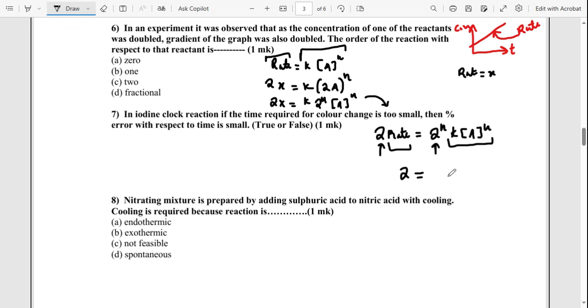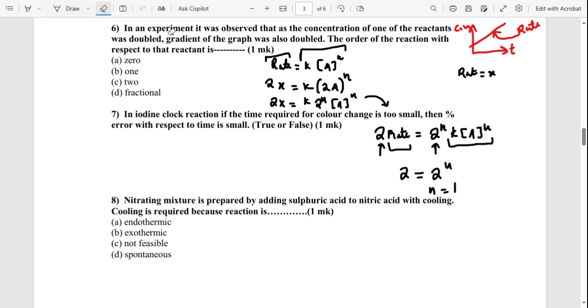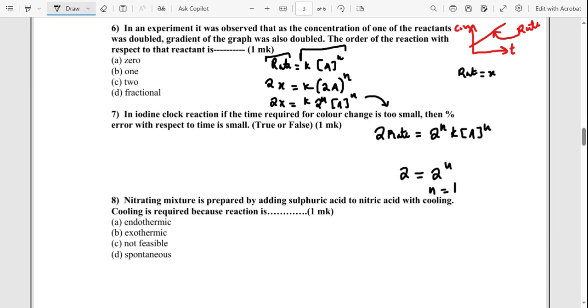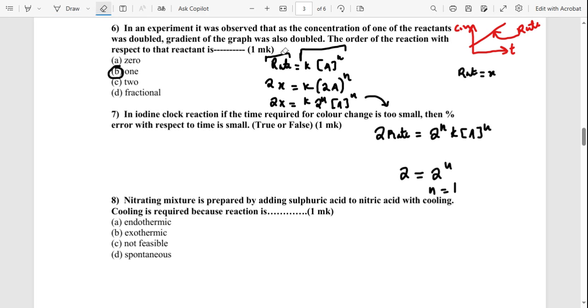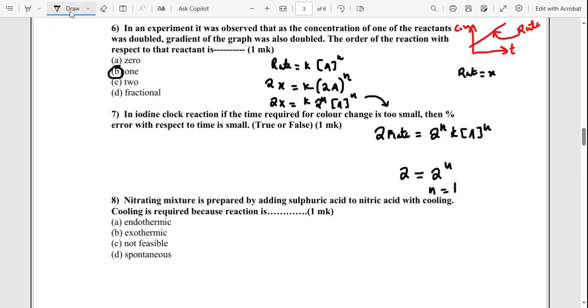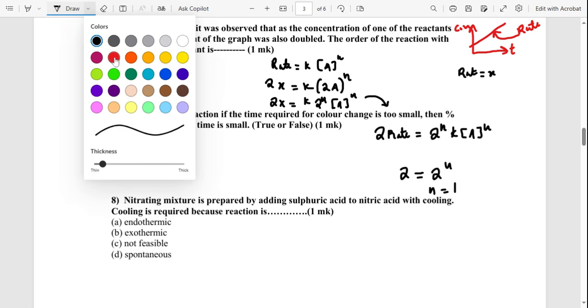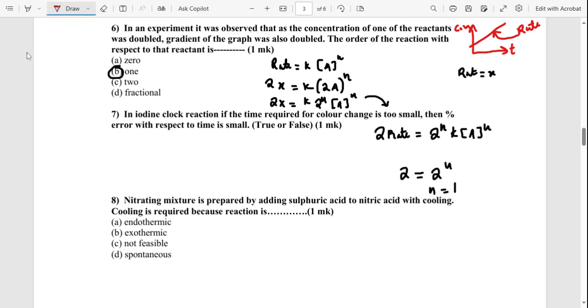So we're saying 2 is equal to 2 to the power n. This tells you that n is equal to 1. We call n the order of the reaction, so this is a first order. But you didn't even need to do this. Just know that for a first order reaction, when you double the concentration, the rate doubles. You triple, it also triples. For a zero order, the concentration doesn't affect the reaction. For a second order, when you double the concentration, the rate will increase by a factor of 4 because we raise it to the power 2.